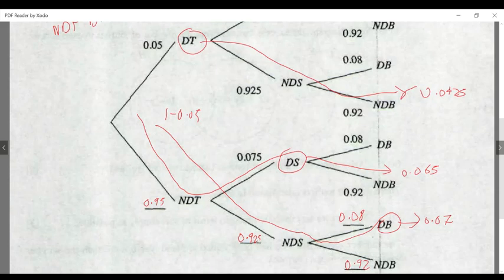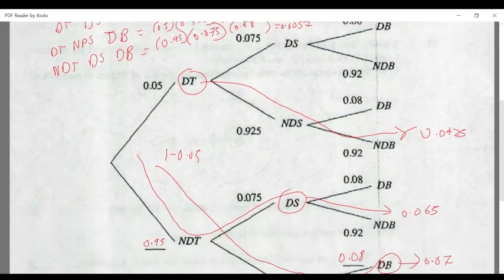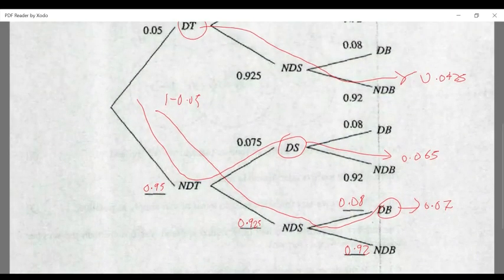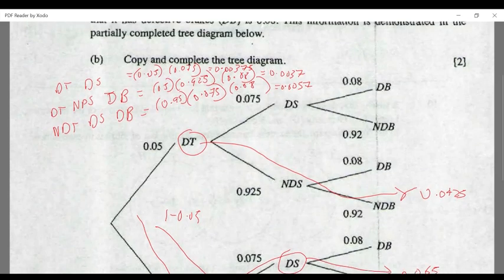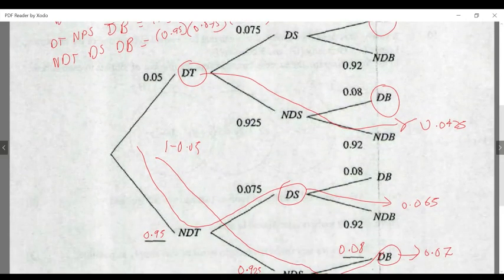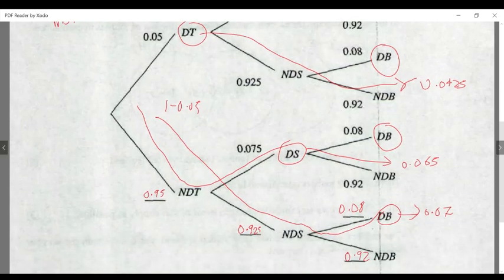Similarly, if you then go to dB, you then see that you're just matching what the same things are here. So 0.08 if you have defective braking, 0.92 if you don't have defective braking. So seems like very small probabilities. All I have to do is finish C. Calculate the probability that a car chosen at random has defective brakes only. So how do we get to these 3? This one, and this one, and this one as well.